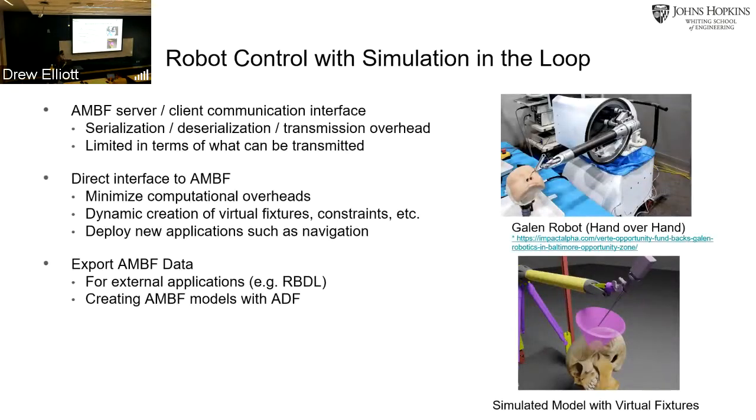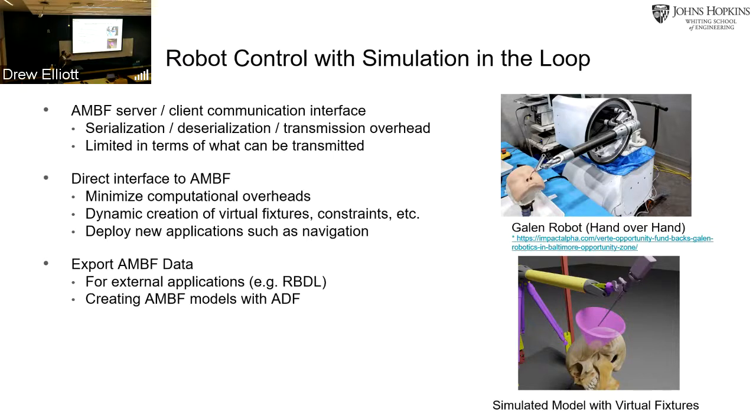One of the primary reasons for working on AMBF 2.0 was to incorporate simulation in the loop. What this means is that you are doing an actual surgical procedure and you would want a replica of the procedure in the simulation, and you can add things like guidance or forbidden region virtual fixtures. To do so, you really need a very fast update rate.